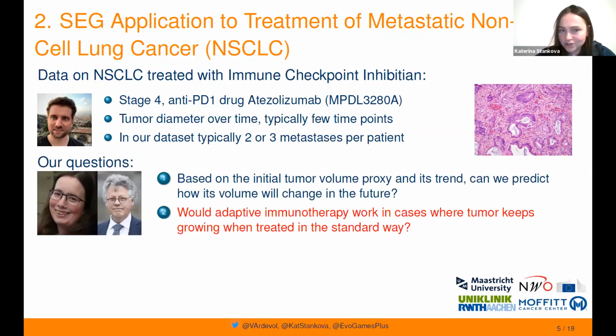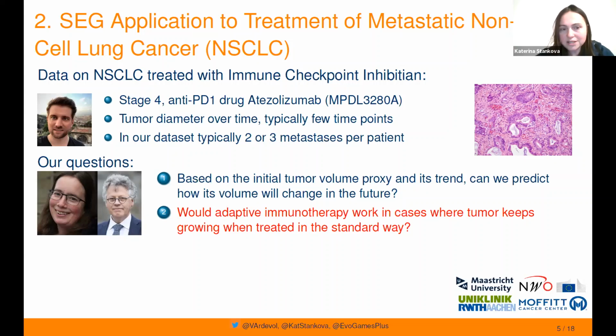And now our main questions here. We focus on both of them, but this talk is going to be more about the second one. So first of all, based on the initial tumor volume proxy, so the diameter we have, and the initial trend, so basically the slope between the first data points, can we somehow predict what will happen to these patients under this standard treatment?